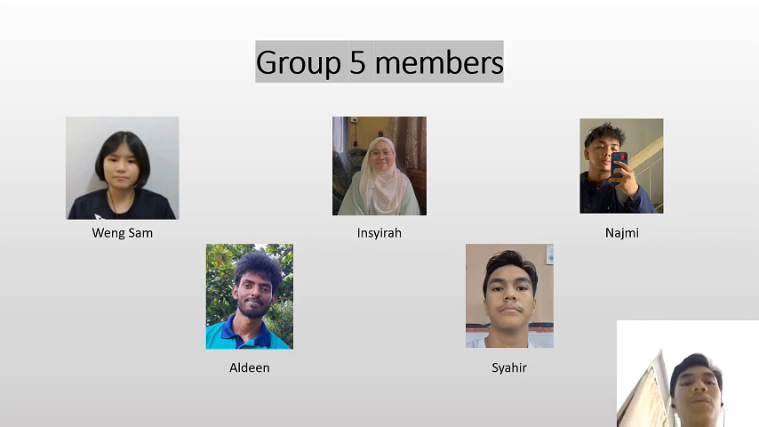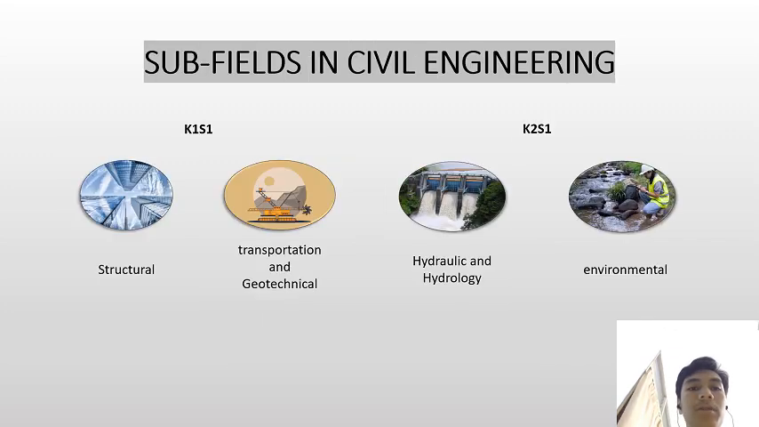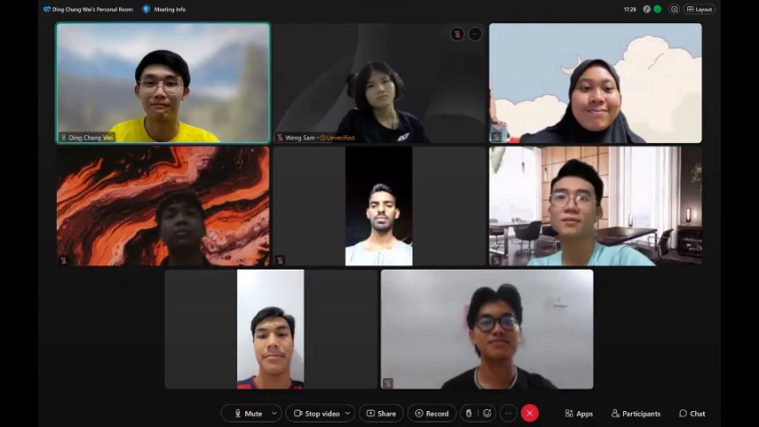We will explain the assignment that we and Group 5 from K2S2 have done earlier this semester. Each assignment explains a subfield in civil engineering. Our group has done structural, transportation and geotechnical engineering. Meanwhile, the group that collaborated with us has done environmental, hydraulic and hydrology engineering. So this is the proof of our discussion and preparation with Group 5 K1S1. Without wasting our time, I will start this presentation now.